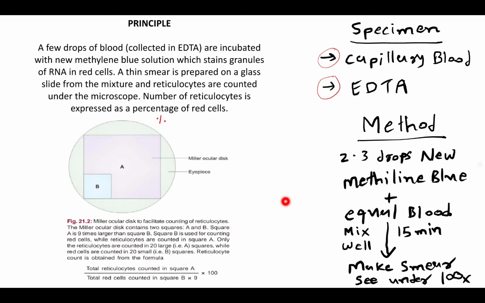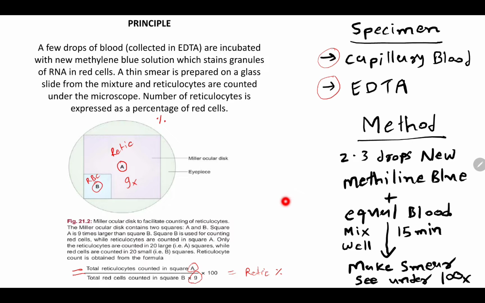Now, how to count the retic count? There are two methods. One is the Miller ocular disc. Here is the disc, which contains two squares, A and B. A is 9 times larger than B. We have to count retics in square A and RBCs in square B. Then our formula is: total retics counted in square A, divided by red cells counted in square B, multiplied by 9, multiplied by 100, equals the retic percentage.